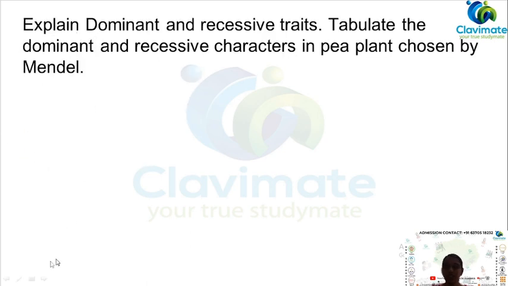Coming to the first question, we have to explain dominant and recessive traits, and tabulate the dominant and recessive characters in the pea plant chosen by Mendel. So first you have to explain what dominant and recessive traits are, and then provide a table of dominant and recessive characteristics in a pea plant, which was chosen by Mendel.